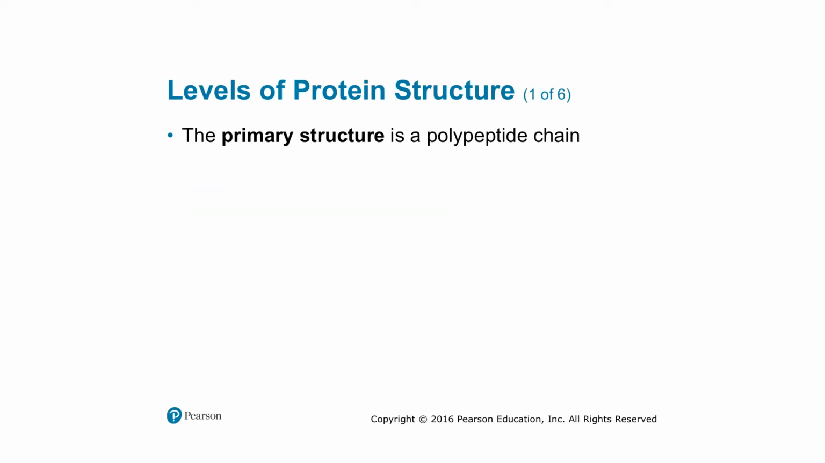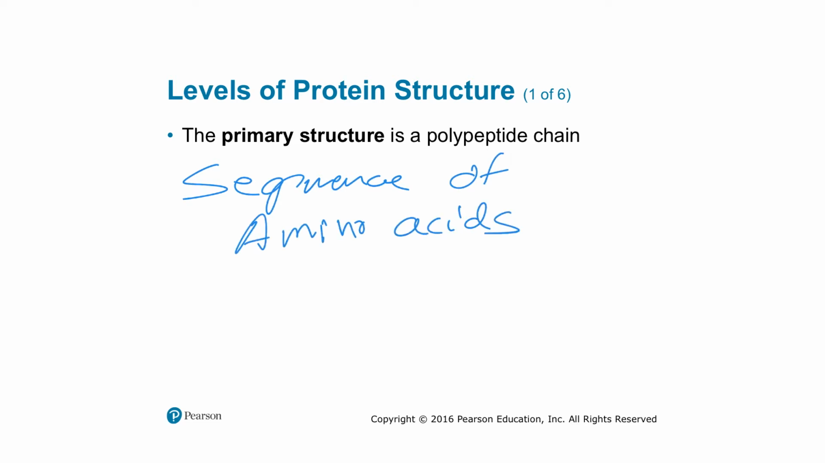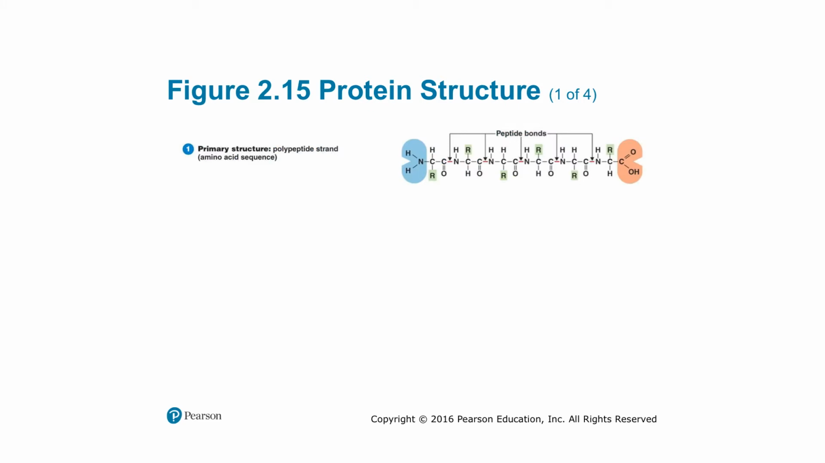So the primary structure is the sequence of amino acids in the polypeptide chain. So I'm going to write the sequence of amino acids. This is indicative of the primary structure that you're going to see. And so here we can see that primary structure. We have peptide bonds, and on one end we have the carboxylic acid, and on the other end we have the amino group.